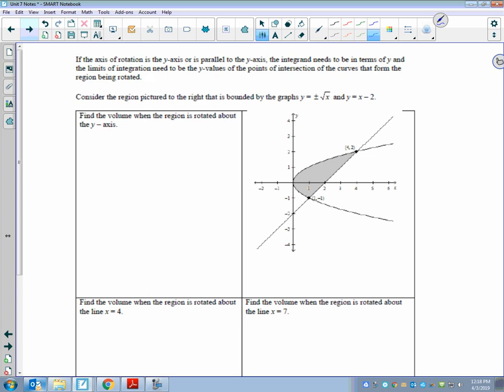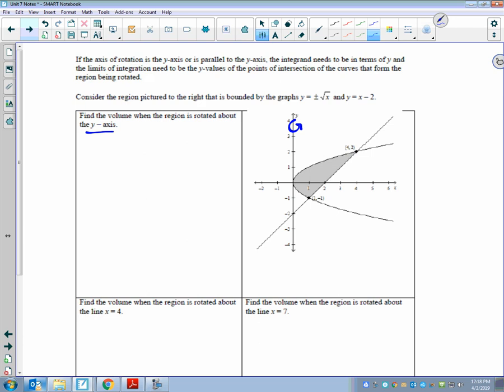And so it says, consider the region pictured to the right that's bounded by the graph y equals plus or minus the square root of x, and y equals x minus 2. It says, find the volume when the region is rotated about the y-axis. So really important, we're now rotating it this way. So if you think about taking that shape and going around the y-axis, hopefully you can think about, that's almost going to look like a bowl or like a spindle kind of shape. Spindle, do you even know what that means? But here's what's really important.